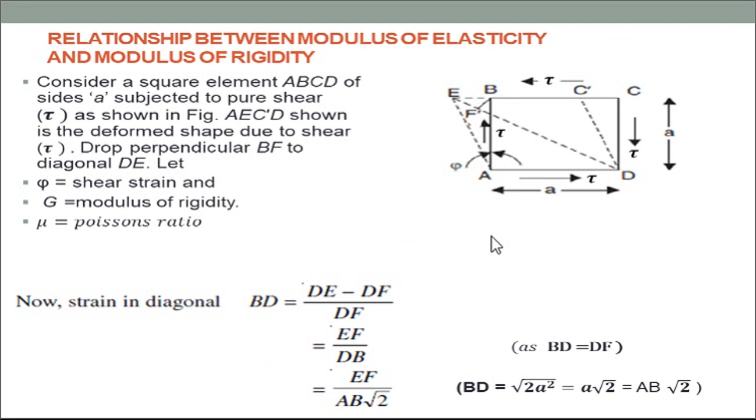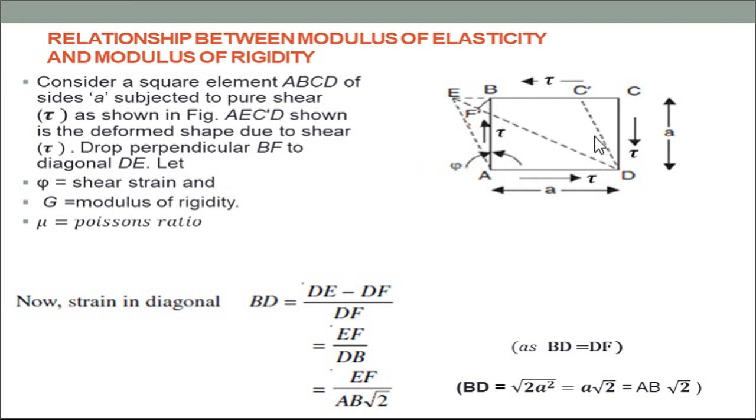For that, we have taken one square element ABCD, whose sides are the same. Small a is the side of this ABCD element, and it is subjected to pure shearing. The shear stress is applied in all the four planes. Tau is the shear stress. After application of the shear stress in all the four planes, there is a deformed shape. It is mentioned in this particular figure by the dotted line. The deformed shape due to shear tau is AEC'D. This is the deformed shape of this square element because the shear stress is applied in all the four directions.